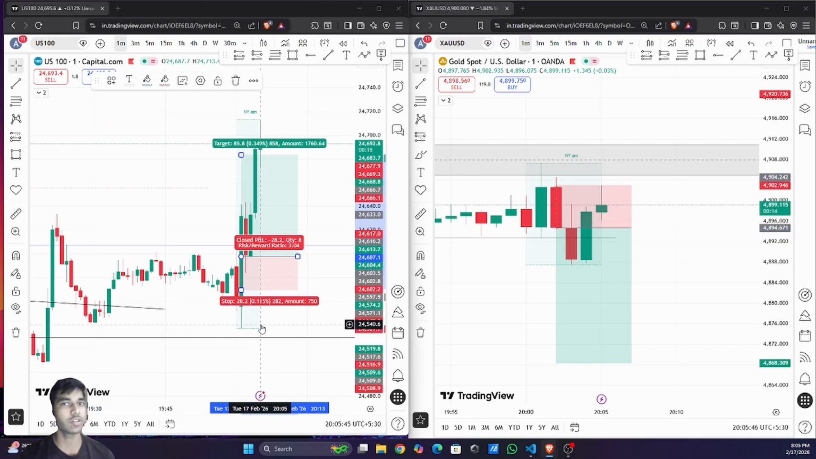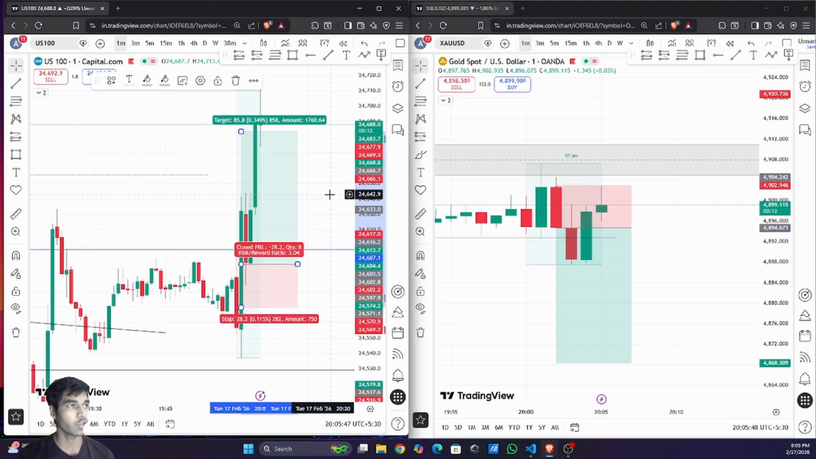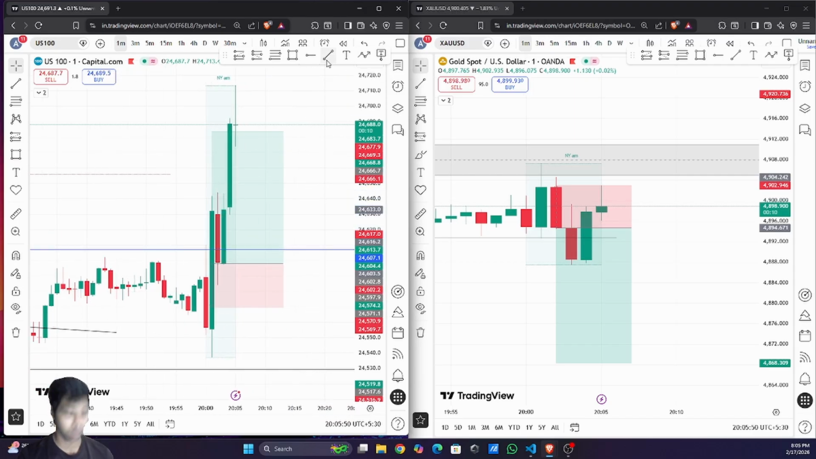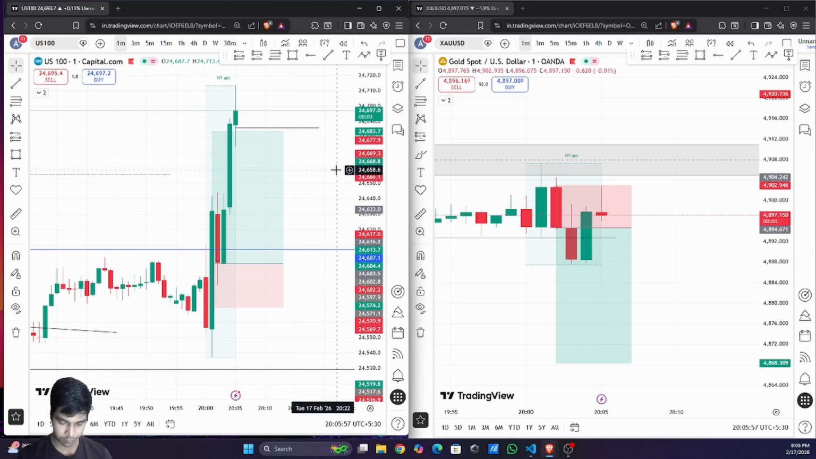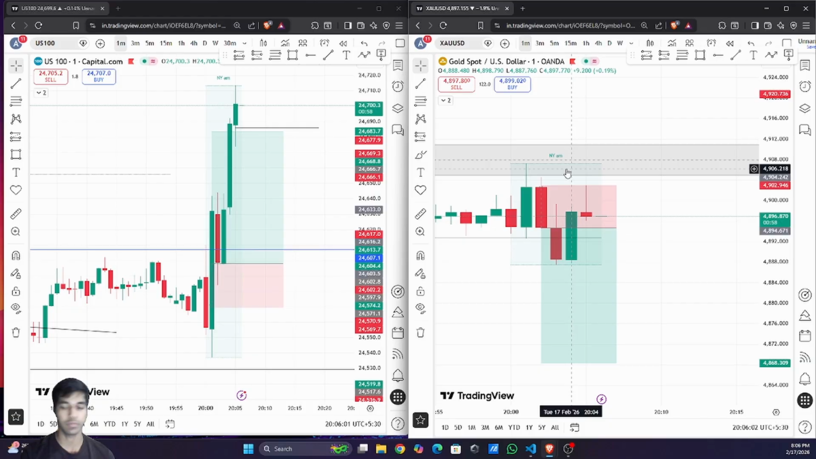So I booked my 80% of quantity in NQ, and I will hold the rest. Let's see how much we can make if there is a good trend. So I booked over here, and I will hold the rest. We got stopped out in gold.